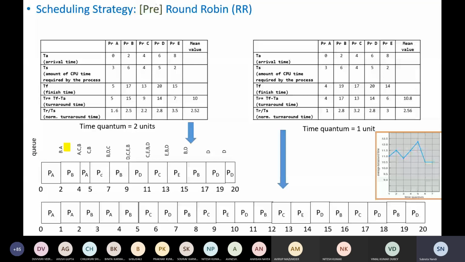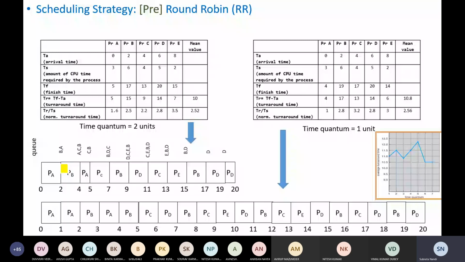So this is a queue considered, and the process at the front of the queue will actually be scheduled. So this is the round robin queue. Initially at time equals 0, the process is A, but after 2 units of time there will be a context switch.